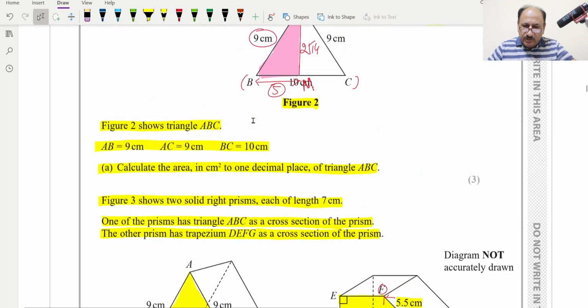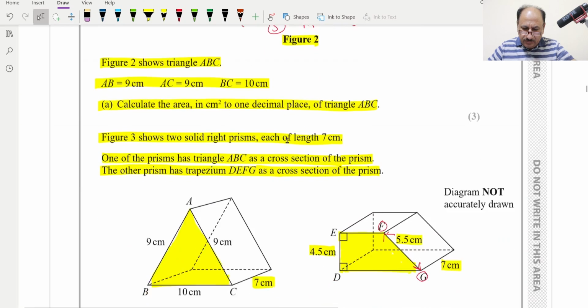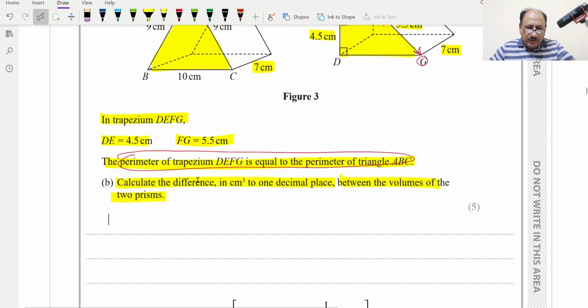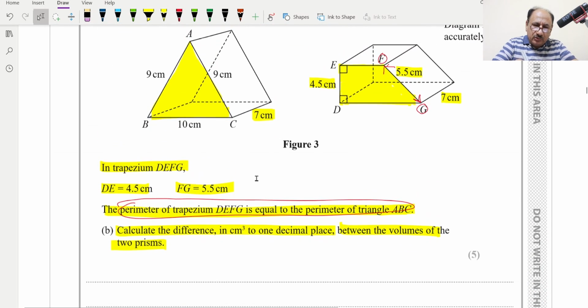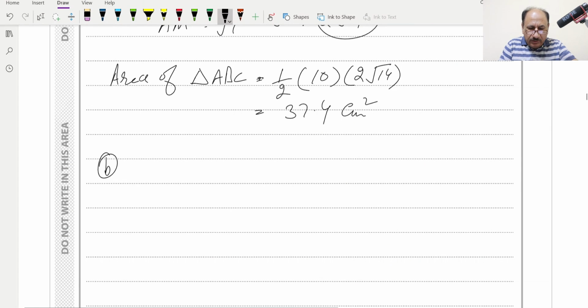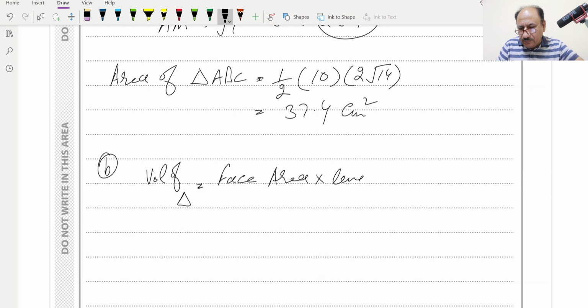We have already calculated this. This is the same triangle, 9, 9 and 10, same dimension. So area of this we already have, and we can find volume of this triangular prism. For B part we will be solving over here, and for B part we can write volume of triangle will be equal to cross section area or face area multiplied by length, and face area we have just calculated.